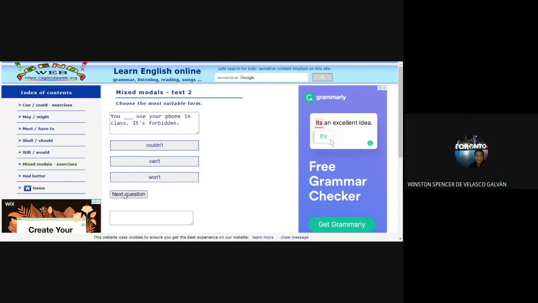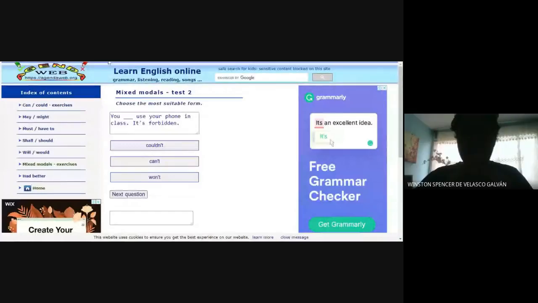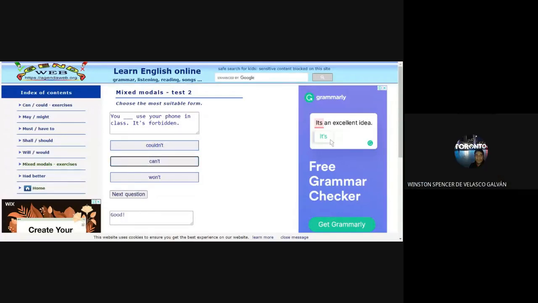You blank use your phone in class. It's forbidden. Couldn't, can't, or won't? Who can tell me? Who can answer me? What about you? Can't. Let's see if that is the answer. Yes, it's right. You can't use your phone in the class. It's forbidden. Thanks so much.